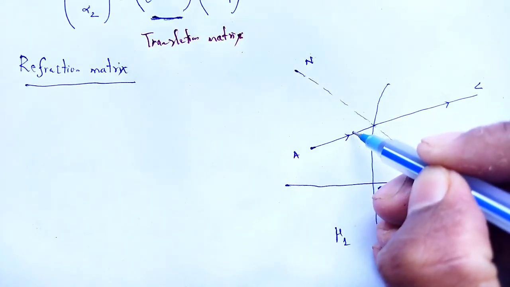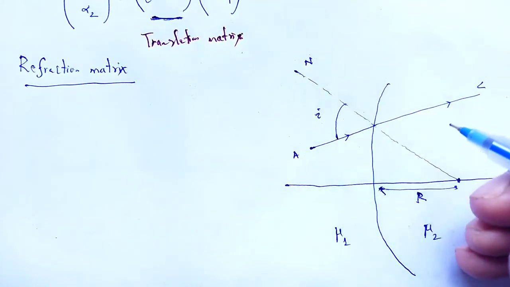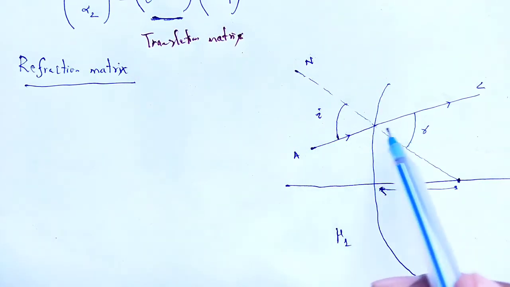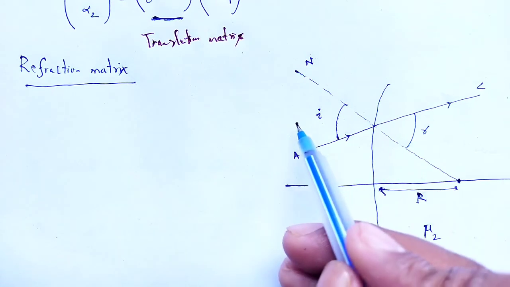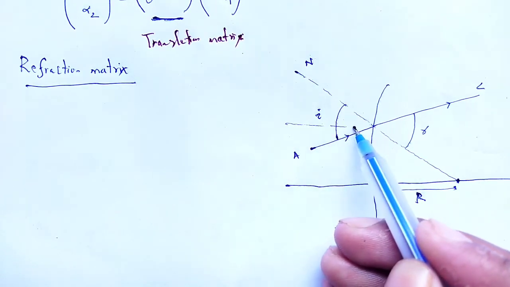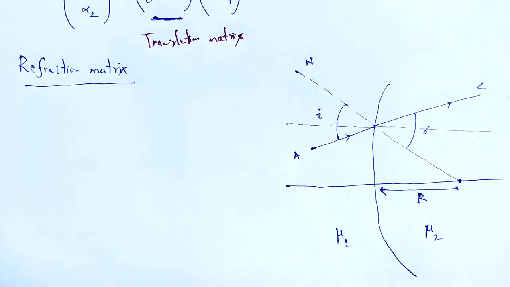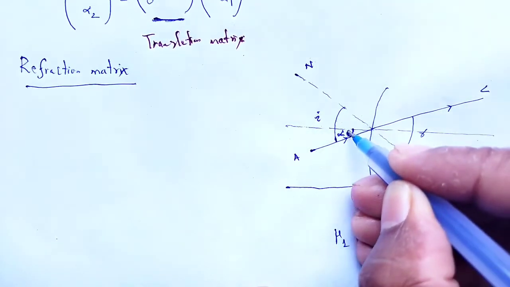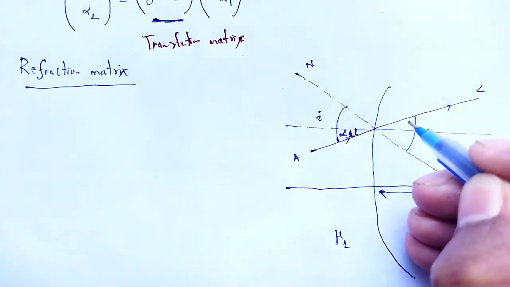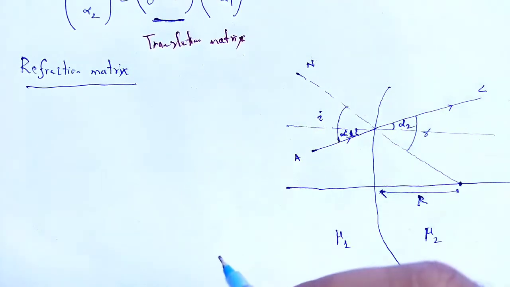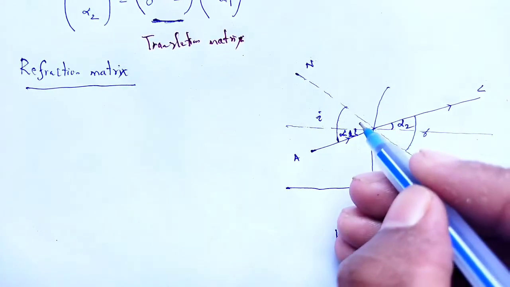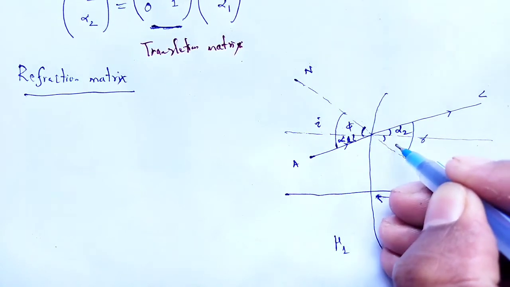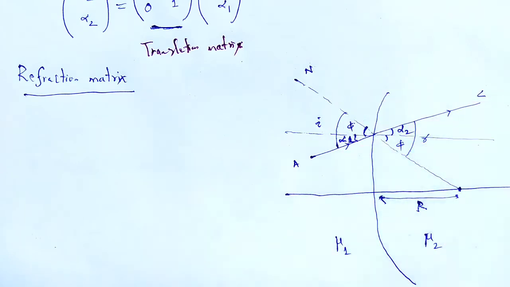So that angle is the angle of incidence i, and that angle is the angle of refraction r. Then the line parallel to the principal axis. The angle created here, let it be alpha 1, and that angle, let it be alpha 2. The remaining angle is phi and phi. So this angle will be phi and that angle will be phi, and the sum will be 90.